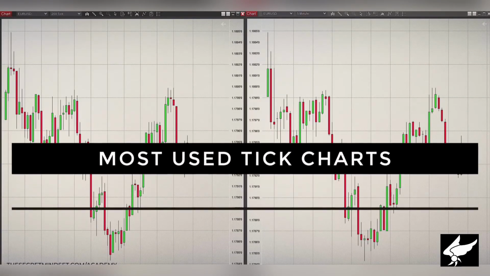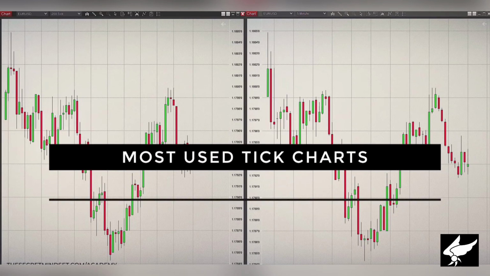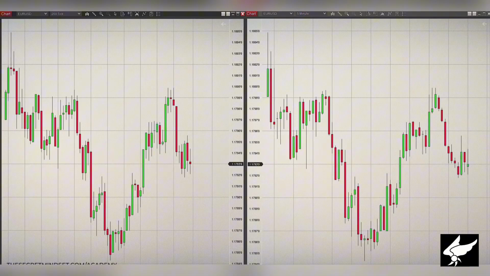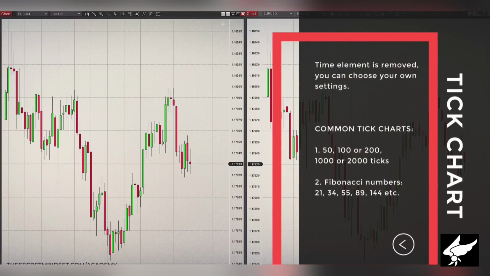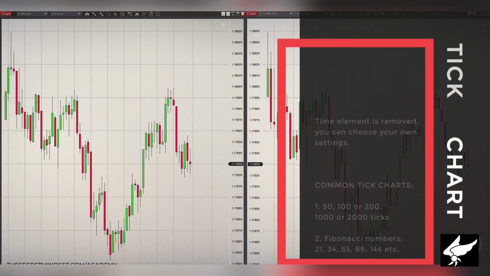With tick charts, the time element is removed. If you are trading on traditional charts, you have limited options. With tick charts, you can backtest and choose your own settings. Some prefer charts with 50, 100, 200, 1000 or 2000 ticks. Others prefer to use Fibonacci numbers when setting their number of ticks, like 21, 34, 55, 89.